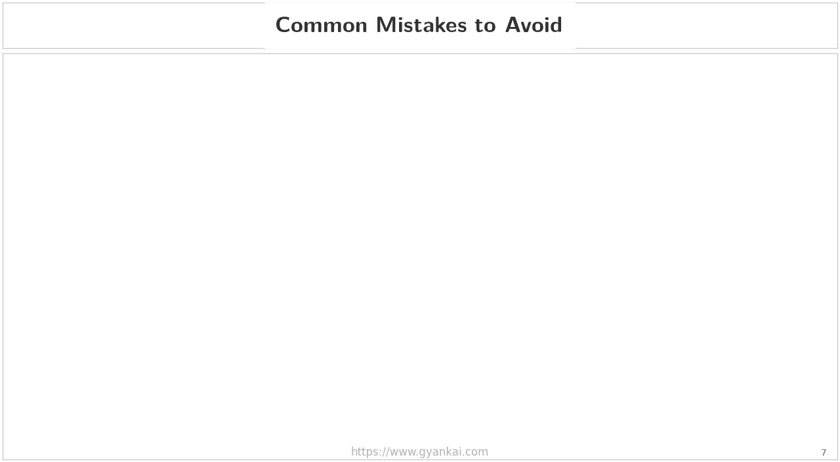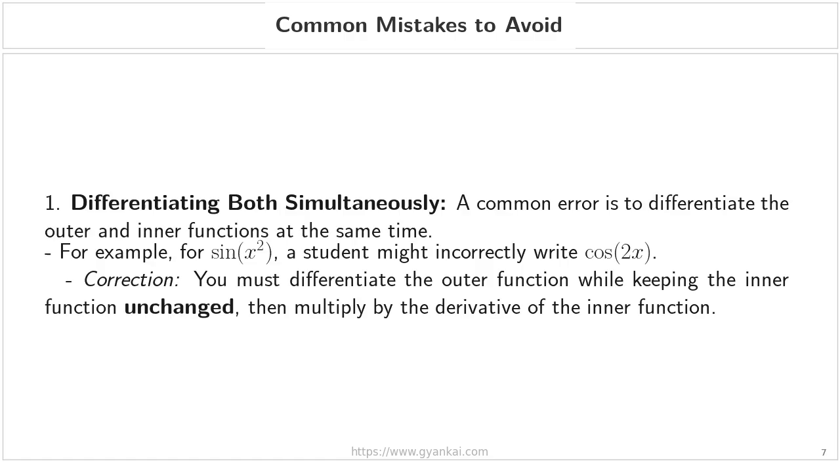Now that we have walked through the step-by-step process and seen some worked examples, it is important to discuss some common pitfalls. Let's look at the most frequent mistakes students make when applying the chain rule. First, let's address the error of differentiating both functions simultaneously. A common mistake is attempting to differentiate the outer and inner functions at the same time.